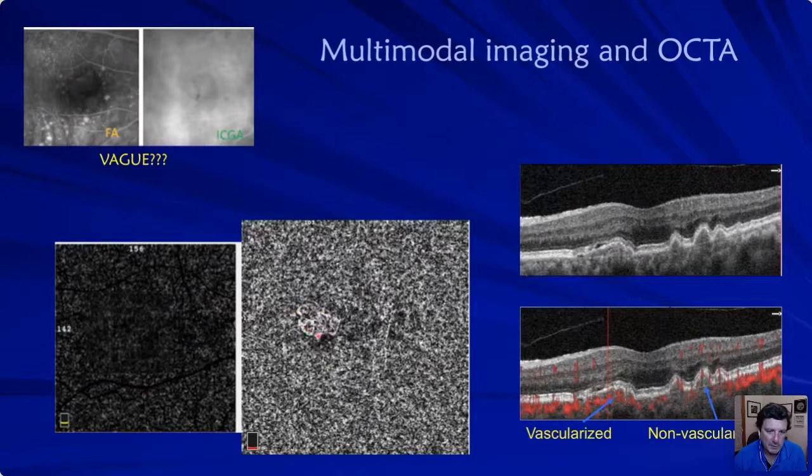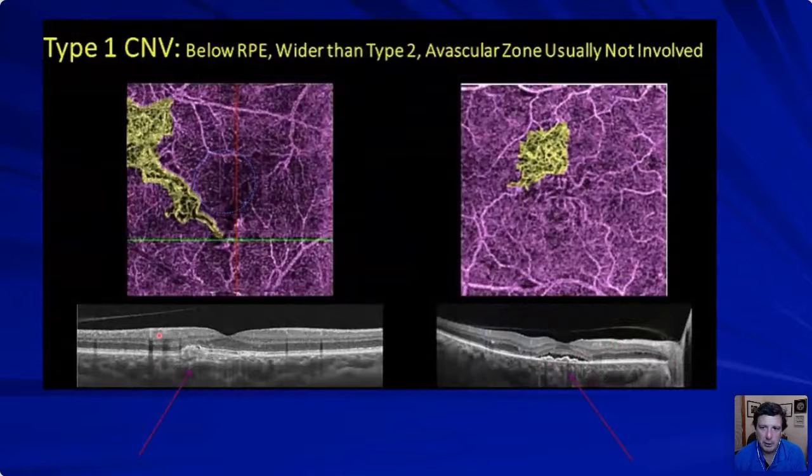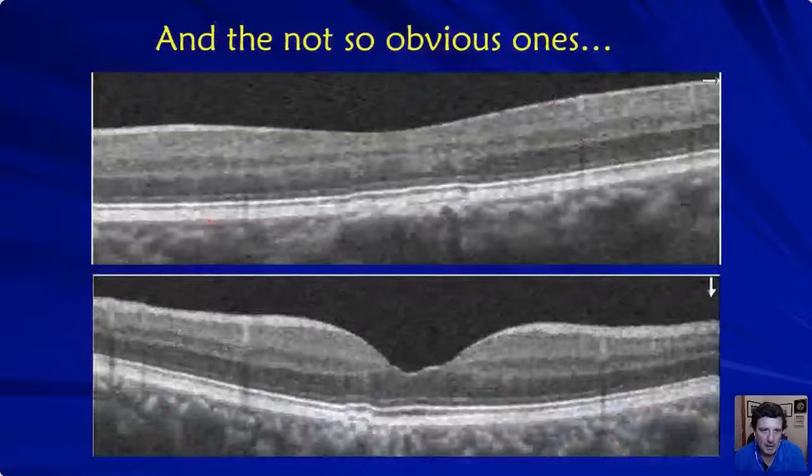But look how we can beautifully pick it up here, and then it's not even in the photoreceptor layer right here. So this has been fun, a little reminder of type 1 choroidal neovascular membranes. They stay out of the foveal avascular zone. They grow underneath the RPE. That's a type 1. And a type 2 is they break through and get into the outer retina.